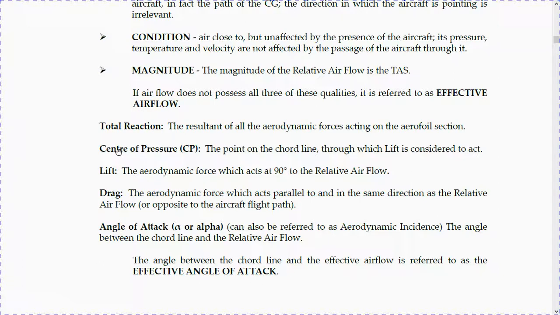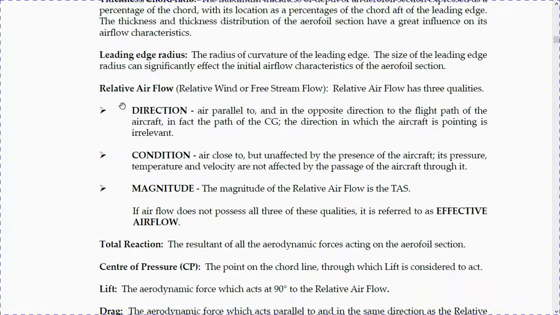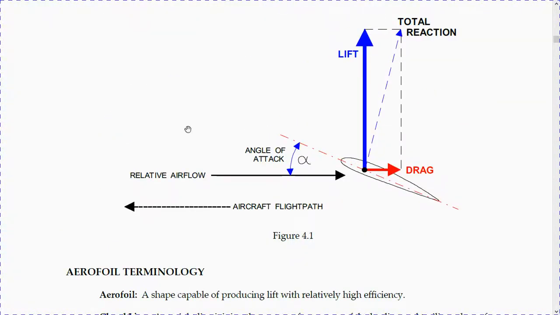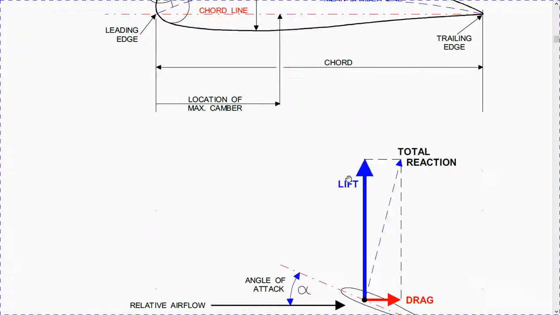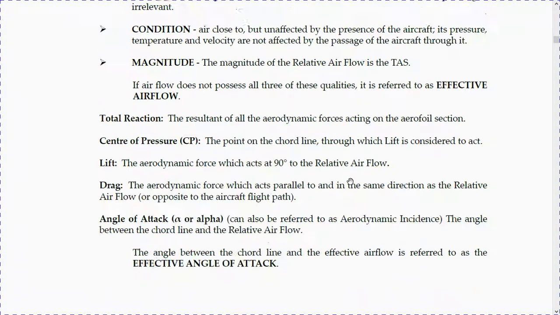Center of pressure. The point on the chord line through which lift is considered to act. Let's go back here. The center of pressure, it would be this one. It's here on the chord line. Lift is acting here, then drag is acting over there, and so the total reaction is this, but this will be the center of pressure.